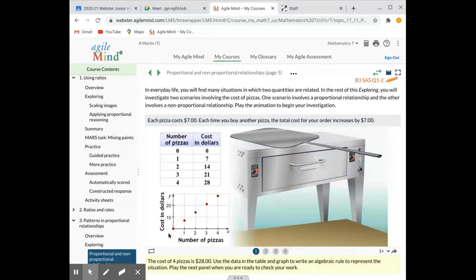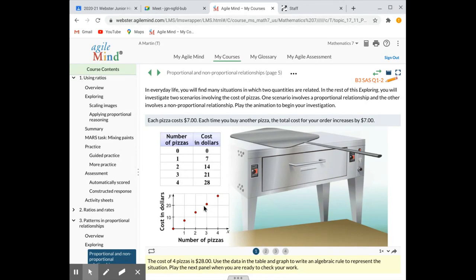So, just like we learned the other day, if we go 1 to the right, we're going up how many? 7. We go over 1, we go up how many? 7. If we go over 1, we're going up 7. We go over 1, we're going up 7. All right. So we know there is a constant rate of what? 7.